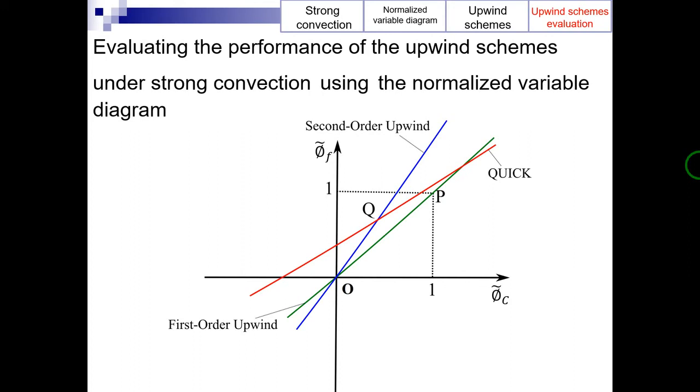This plot, in fact, is the so-called normalized variable diagram. Both the second order and third order upwind schemes pass through the point 0.5 and 0.75 labeled as Q. The first order upwind scheme passes through the origin O and point P at 1 and 1. As shown by Leonard, 1988, any scheme to be second order accurate must pass through Q. Additionally, any scheme to be third order accurate must pass through Q with a slope of 0.75.